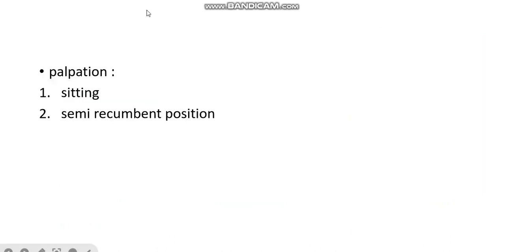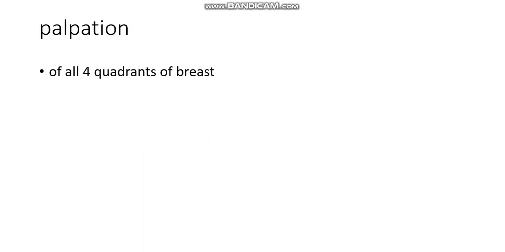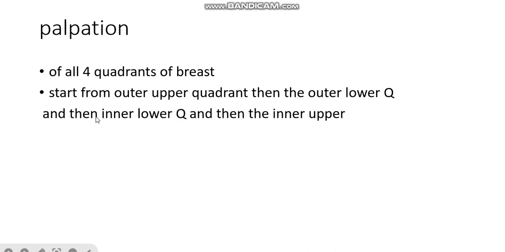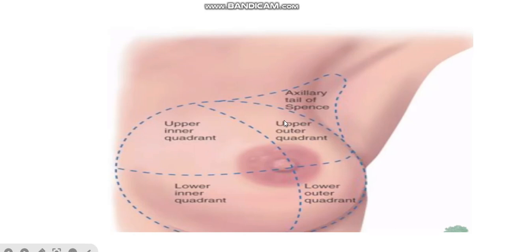Okay, now then we have palpation. Palpation is done in sitting and semi-recumbent position at 45 degrees, right? So for the palpation, we have to palpate all four quadrants, in a manner from outer upper to outer lower quadrant, and then inner lower quadrant to inner upper quadrant. Now here you can see upper outer quadrant and lower outer, and then lower inner quadrant, and then upper inner quadrant.